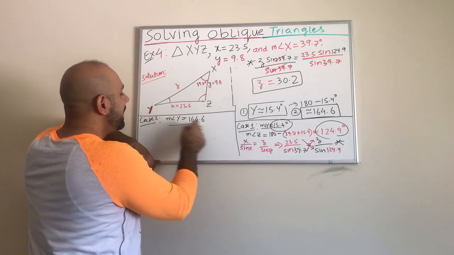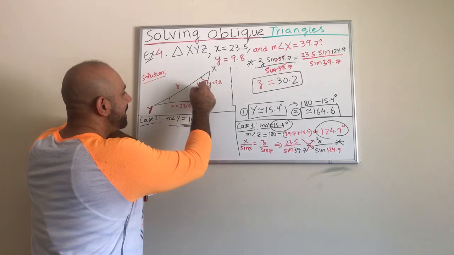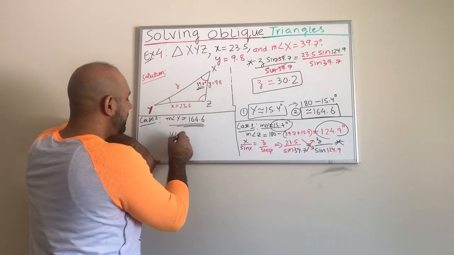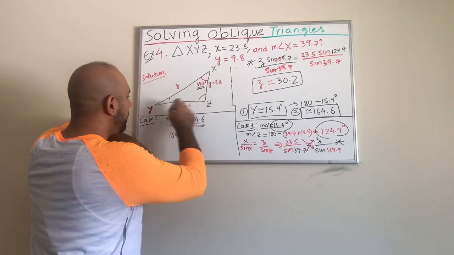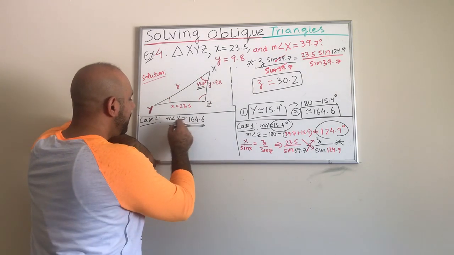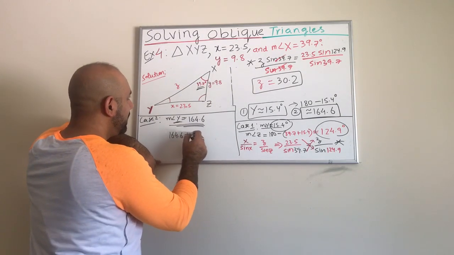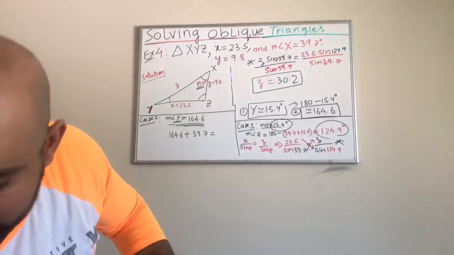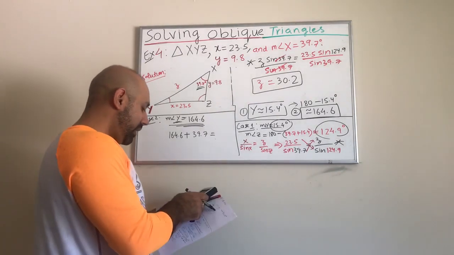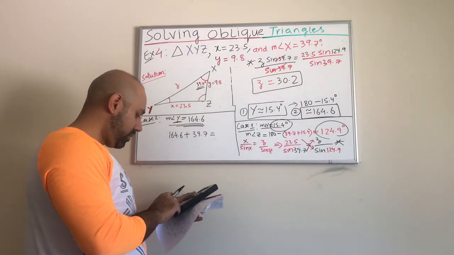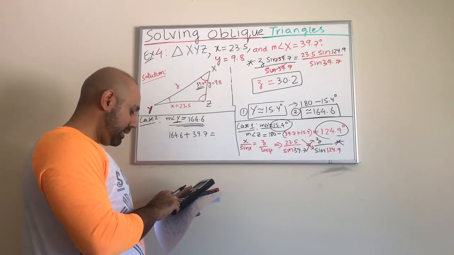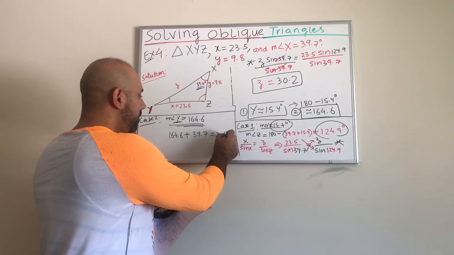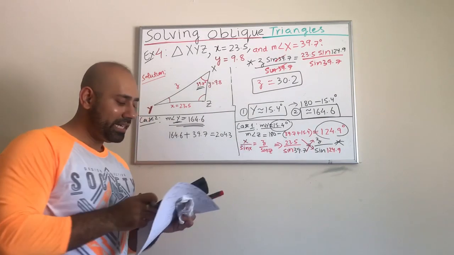But here's the thing, guys. If you look at this number and the value for angle x, let us do something here. Let us add these two angles, y and x, where y is 164.6. Let me use a calculator for that. So I have 164.6 plus 39.7. Okay, so guys, I'm getting 204.3. So is that even possible?